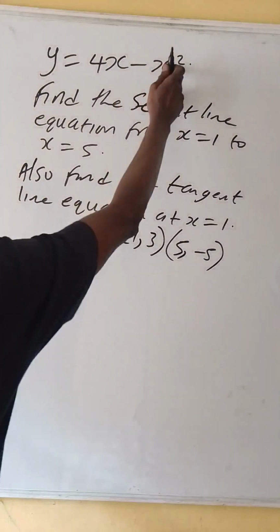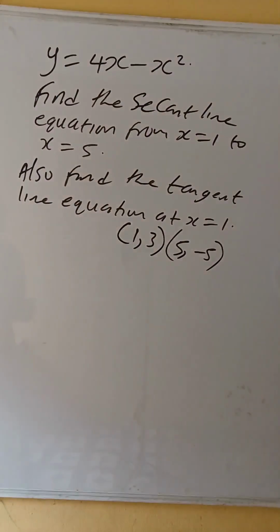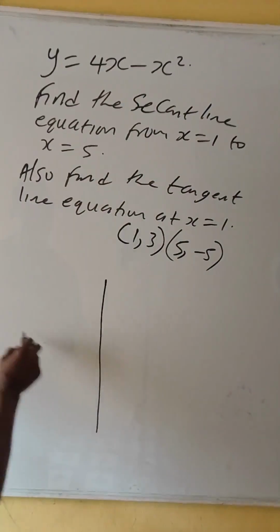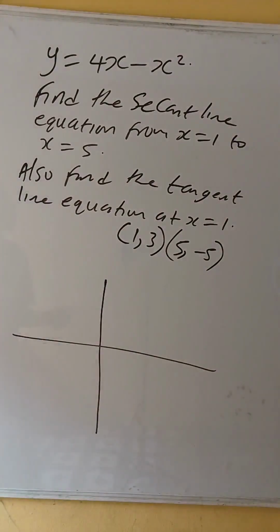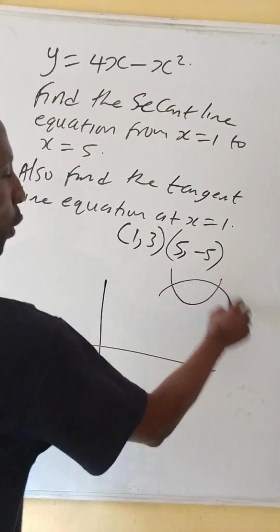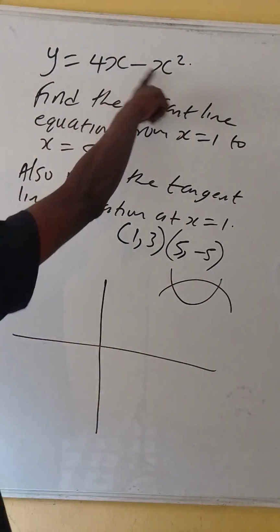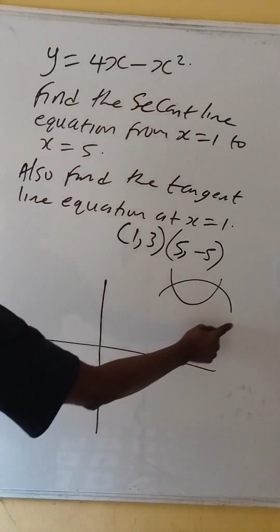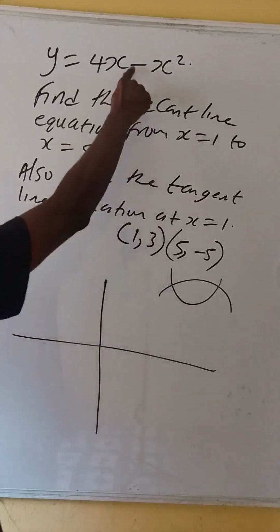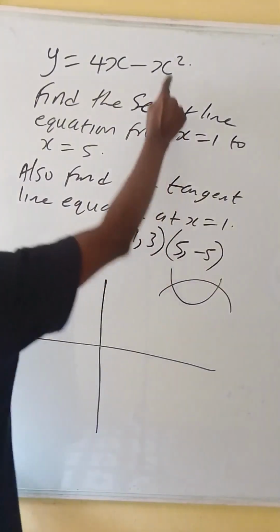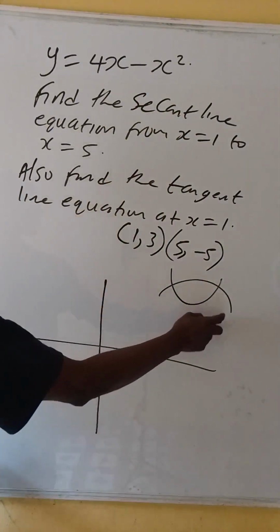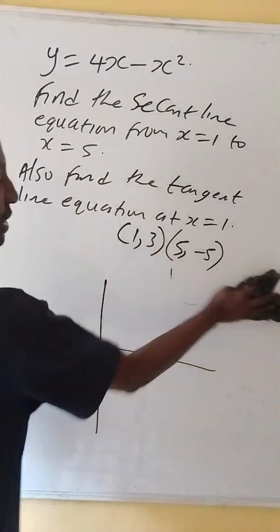This is a curve because y has an x squared, that is quadratic. A quadratic will either open this way or open this way, depending on the sign of the x squared. If x squared is negative, it opens down. If it's positive, it opens up. So this curve I'm going to sketch now is going to open up.